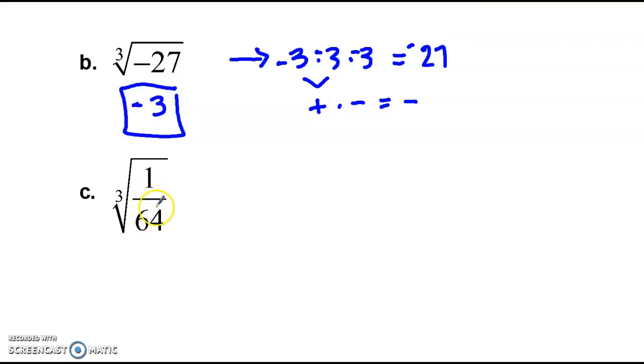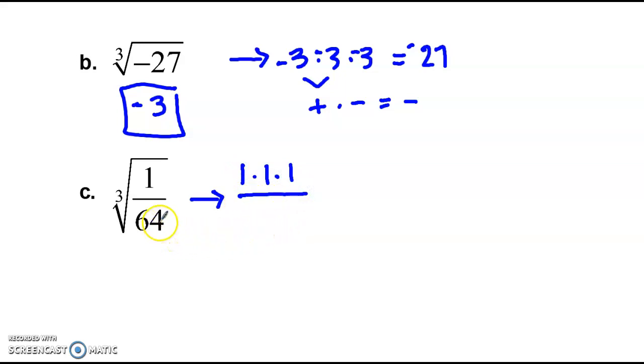And then we have the cube root of 1 over 64. So here we have a fraction. Similar to what I taught you in the square root lesson, if you can't simplify the fraction, you would root the numerator and denominator separately. So we're going to go ahead and find the cube root of 1. Luckily, 1's an easy number to work with because we know that 1 times 1 times 1 is 1, right?